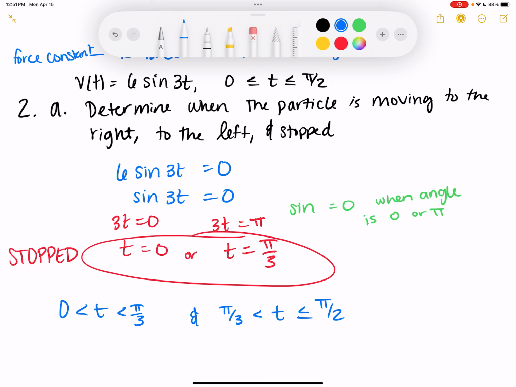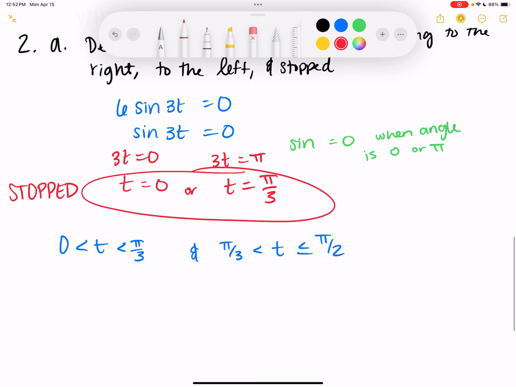So now I'm going to pick an angle in this interval. I'm going to test it and see what happens. So give me an angle between 0 and pi over 3, in radians. Pi over 4. So I'm going to test v of pi over 4.